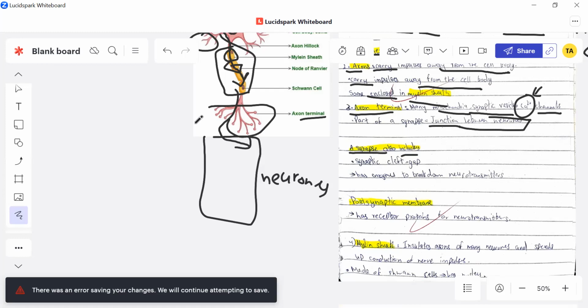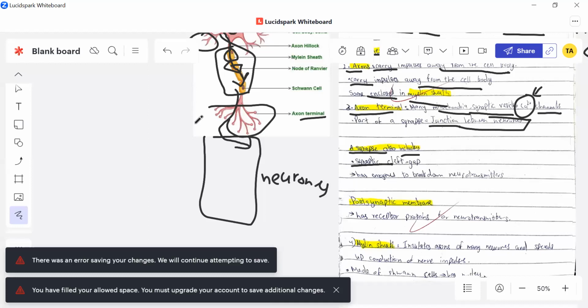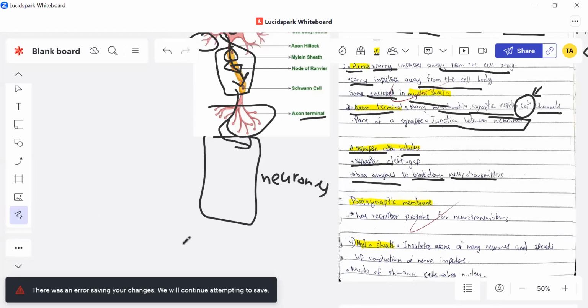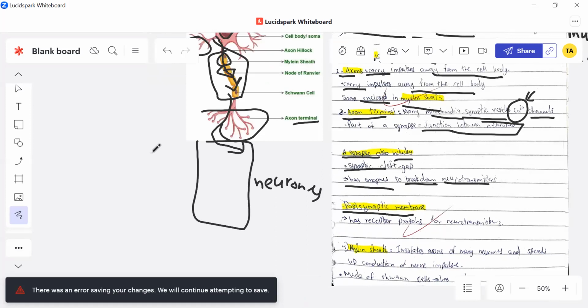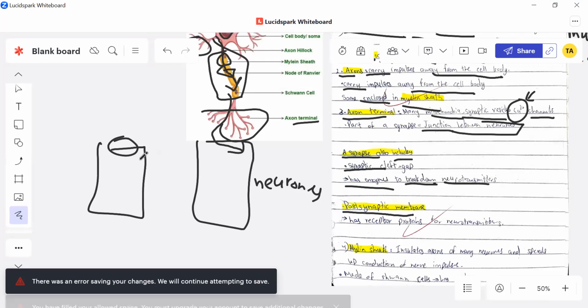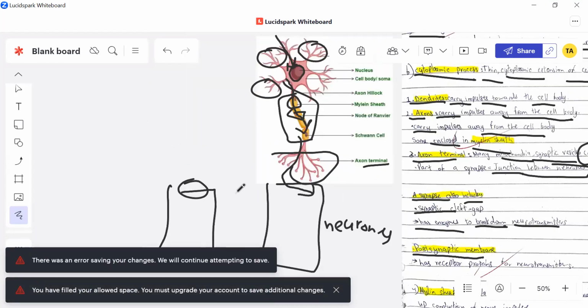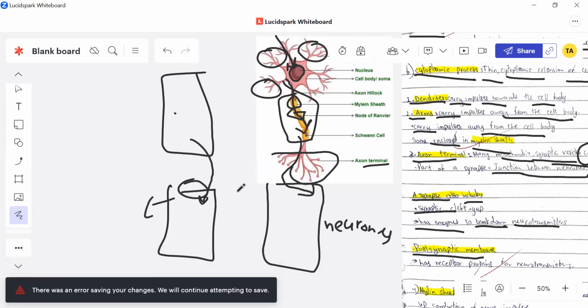And a synapse includes a synaptic cleft. A synaptic cleft is the gap between the two neurons, and this synaptic cleft has different enzymes to break down neurotransmitters. And a synapse also contains a postsynaptic membrane. A postsynaptic membrane is the synapse that is present after the impulse is carried. So, for example, if the impulse was carried from this neuron to this neuron, then the synapse of this neuron would be the postsynaptic membrane.